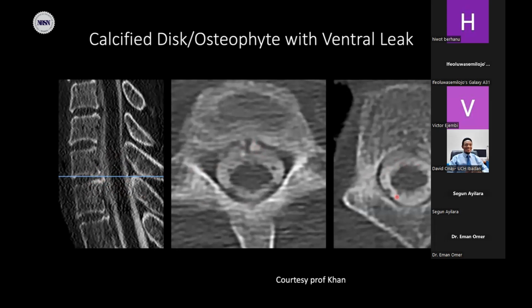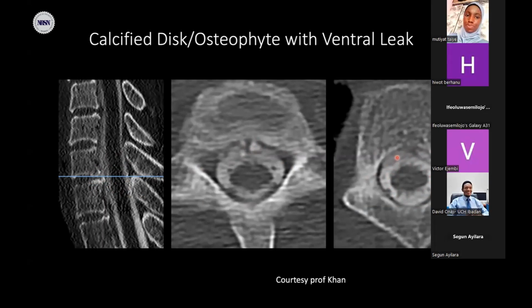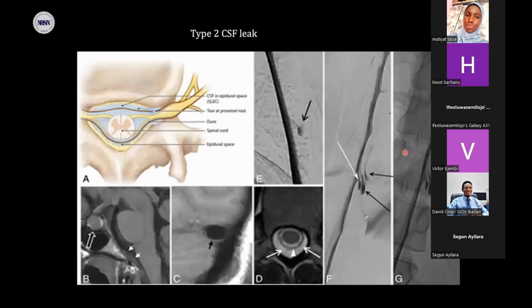And in this image to our right, you will see that there's a double contrast sign, in which there's a hyperdense contrast within the dural sac, and the less dense extravasated contrast in the extradural space in this patient.